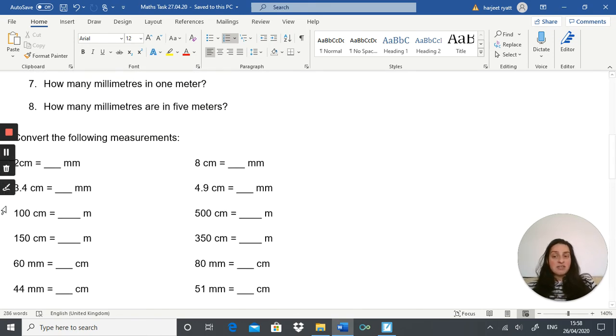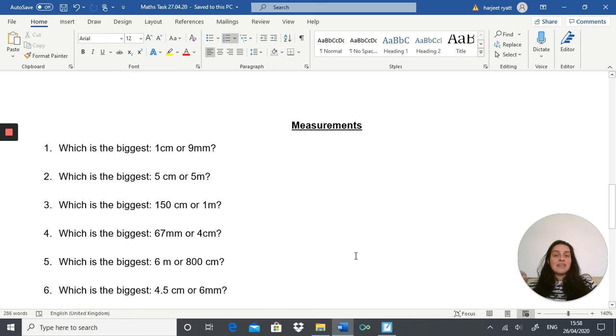The next section asks you to carry out some more conversions. And this section asks you which measurement is bigger, 1 centimeter or 9 millimeters, 5 centimeters or 5 meters. If you remember from last week, what can help in these situations is to convert the measurement so that you're dealing with 1 unit of measurement. So for example, 5 centimeters or 5 meters, which is the bigger one?